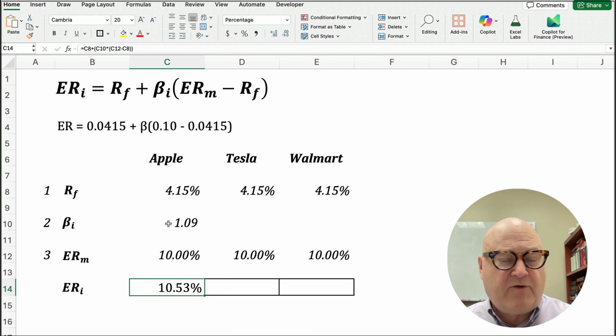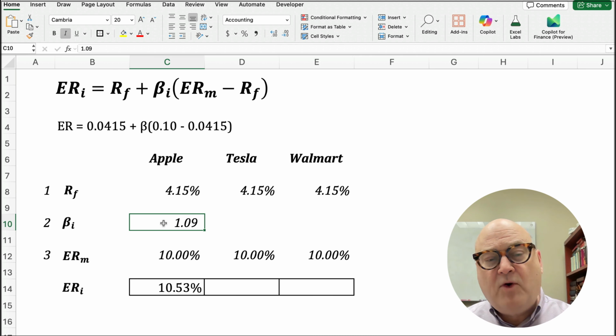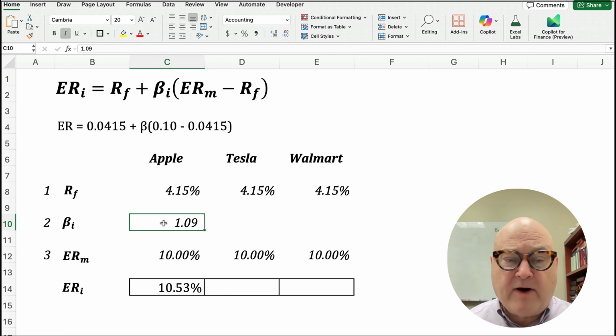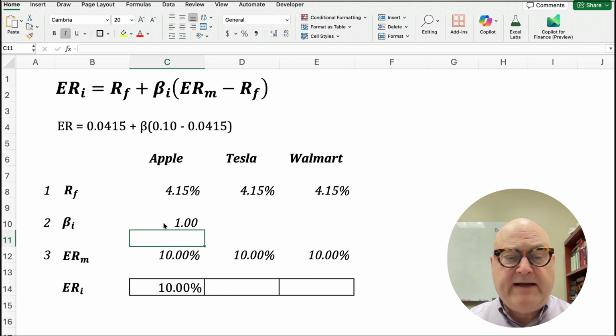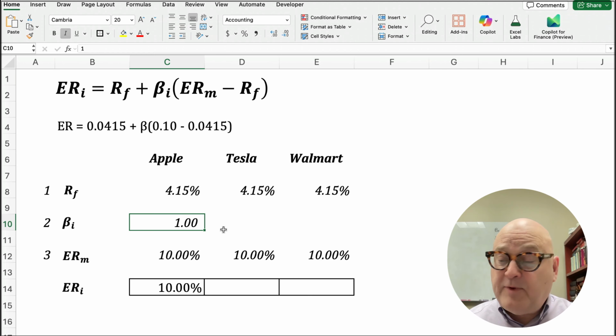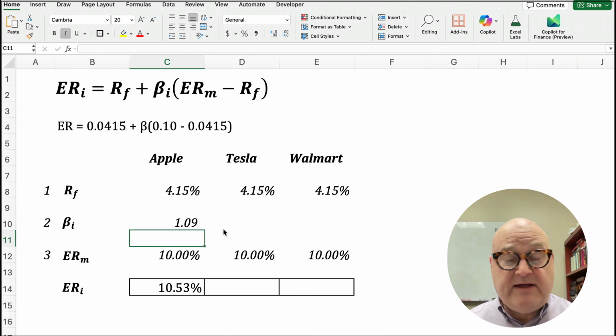Now let's check our work for a minute. What if it were exactly 1, exactly like the market? You know, the market has a 1.0 beta. Well, if we plug in 1, then you're going to get 1 times the market risk premium plus the risk-free rate. You're going to get exactly the expected return of the market, okay? Because Apple is 1.09, it requires a higher return, 10.53, to compensate you for the extra risk on top of what the market risk is.